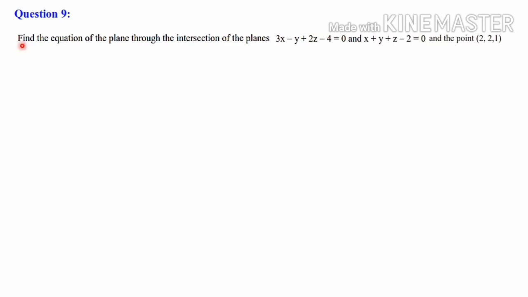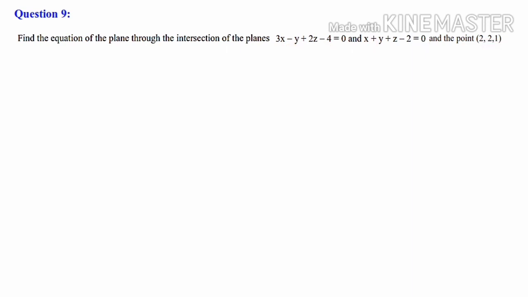Next we shall discuss question number 9. The question is, find the equation of the plane through the intersection of the planes 3x minus y plus 2z minus 4 is equal to 0 and x plus y plus z minus 2 is equal to 0, and the point 2, 2, 1. We are asked to find the equation of the plane passing through the intersection of these two planes and passing through the point 2, 2, 1.